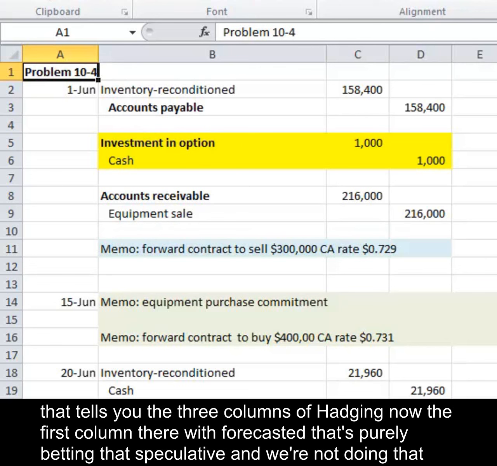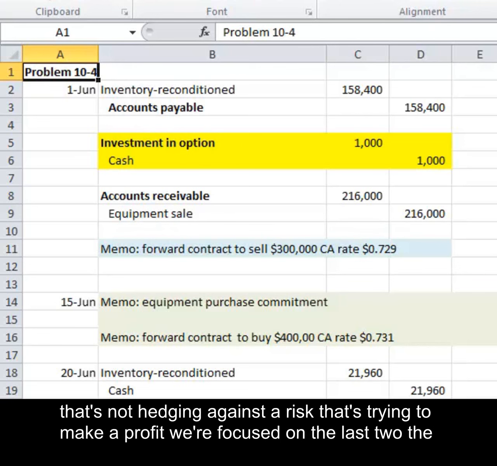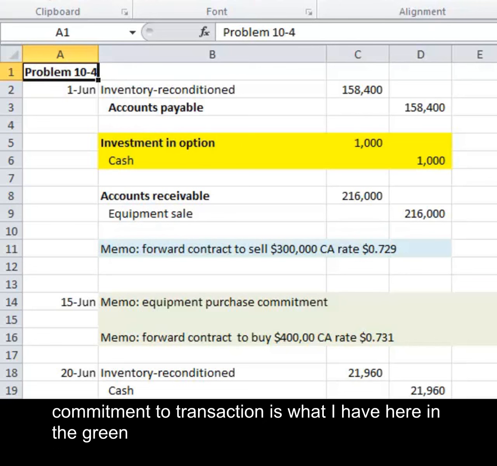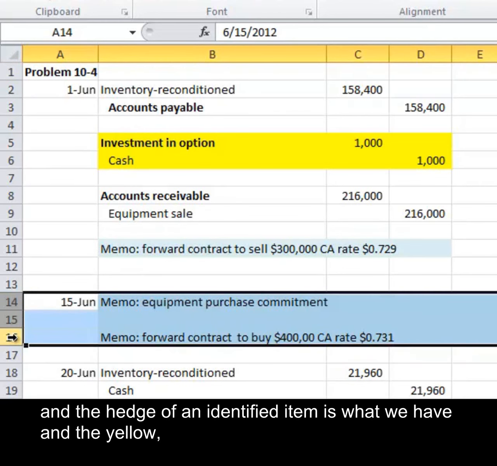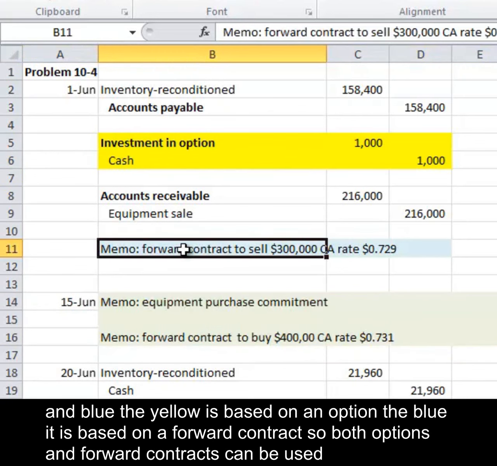Now the first column there with forecasted, that's purely betting. That's speculative and we're not doing that. That's not hedging against a risk. That's trying to make a profit. We're focused on the last 2. The commitment to transaction is what I have here in the green, and the hedge of an identified item is what we have in the yellow and the blue. The yellow is based on an option. The blue is based on a forward contract.